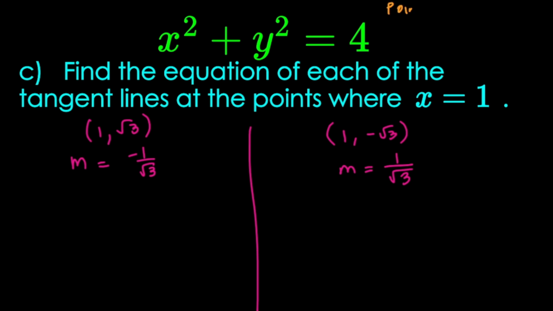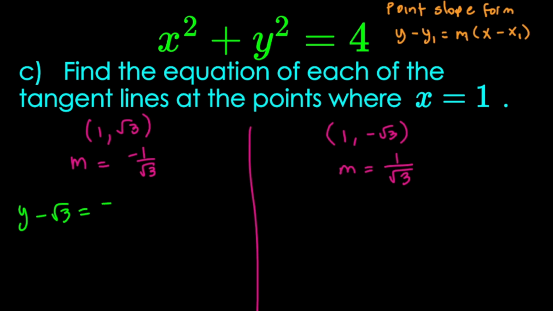So if you recall point-slope form, it's y minus the y value from the point equaling the slope times the x minus the x value from the point. So using that on each of these situations, for the point 1 comma square root of 3, we have y minus the square root of 3 equals, and the slope is negative 1 over square root of 3, multiplied by x minus the x value from the point, which is 1.